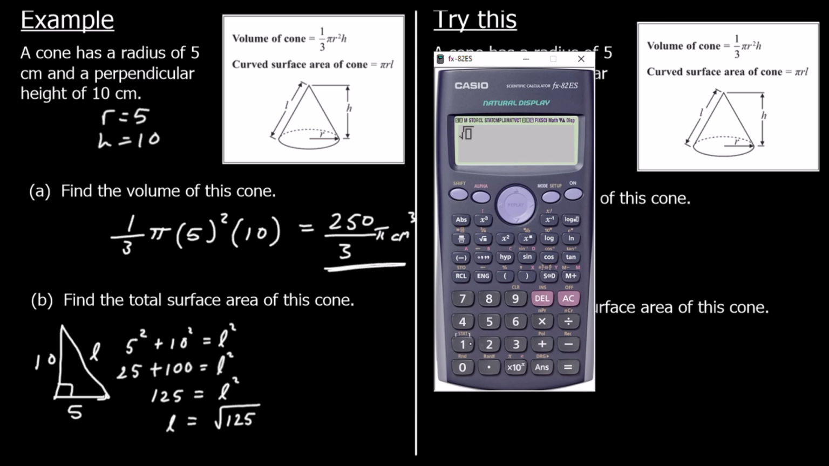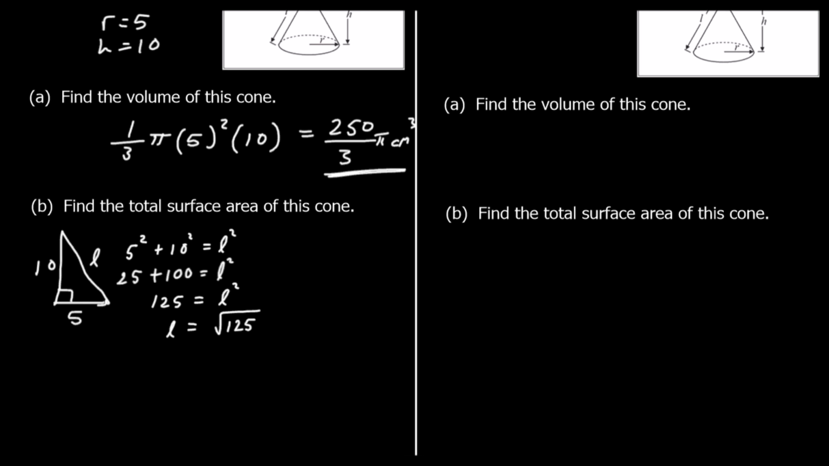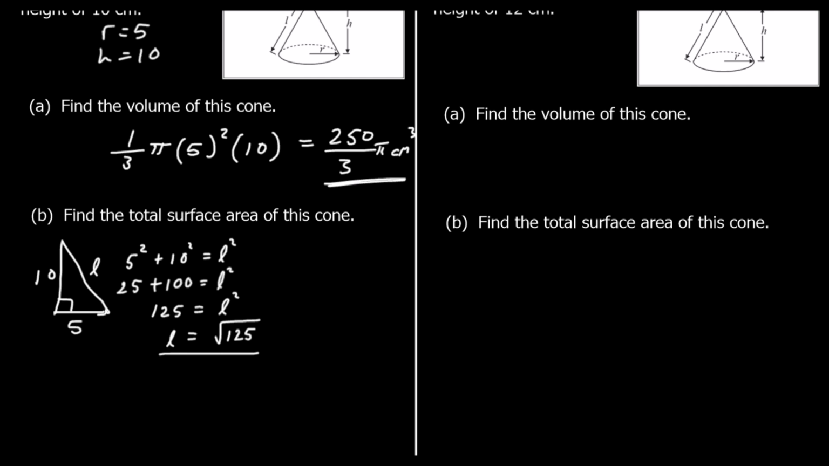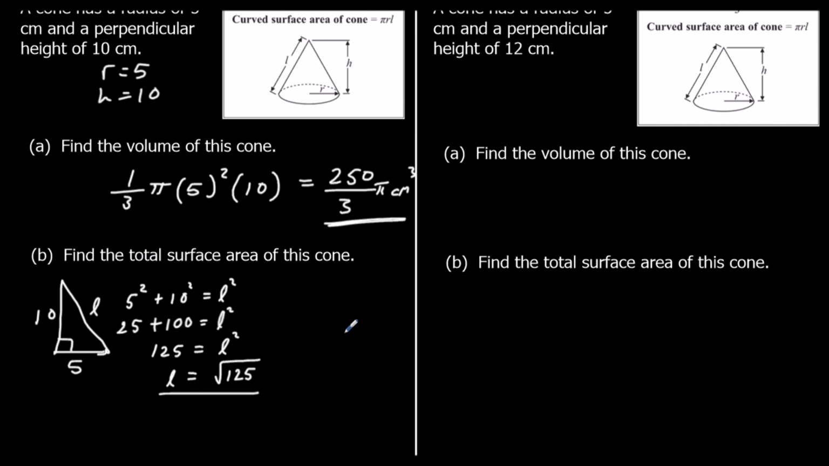We can type it into the calculator. It's not going to be a whole number. It's going to be a decimal, 11.18 and so on. But I'll leave that number in the calculator because I can use it from the calculator. So if I leave that for now, that's L. We're going to say it's square root 125. You can write down the decimal answer if you want, but it's in the calculator.